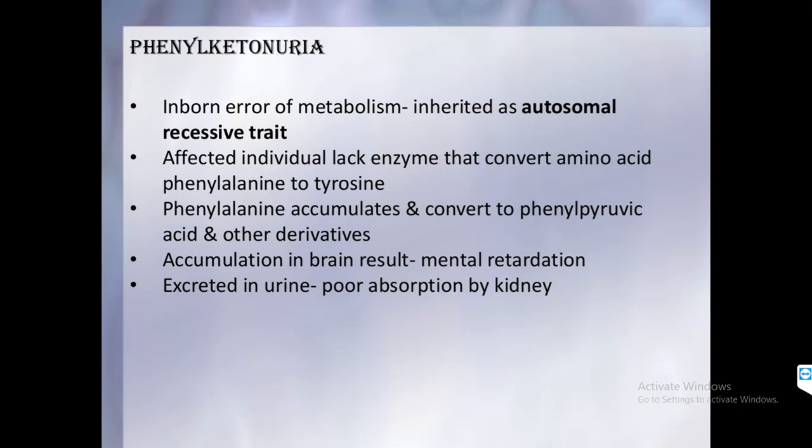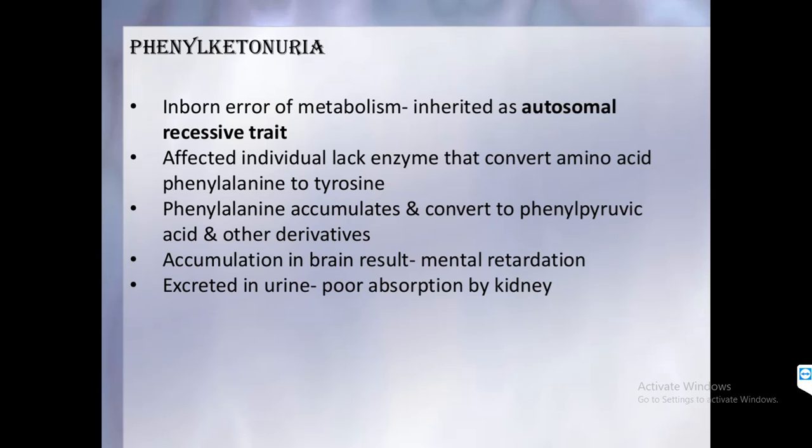Comes another, the phenylketonuria, inborn error of metabolism inherited as autosomal recessive trait. So what happens in the case of phenylketonuria? This is another genetic disorder. This affects the individual that lack the enzyme that converts amino acid phenylalanine to the tyrosine. So phenylalanine is converted into tyrosine by an enzyme. So that enzyme is not produced in the case of people affected from phenylketonuria.